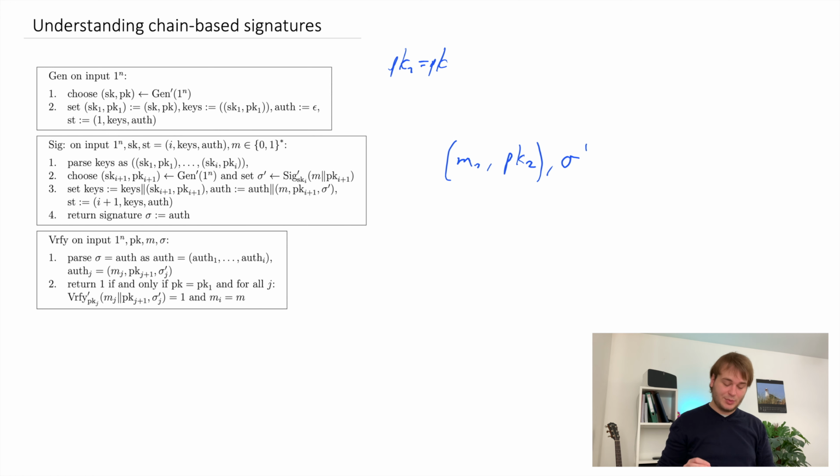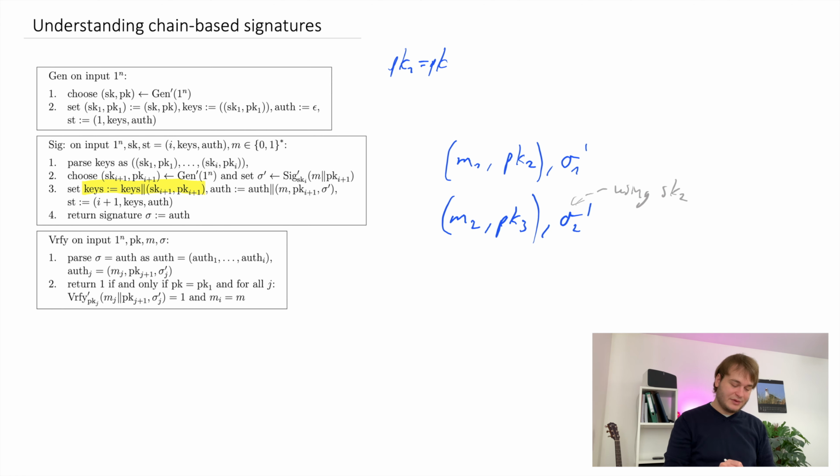So sigma prime is a simple one-time signature of the M1 and the public key I'm going to use next, under the secret key sk1. And then this is my signature on M1. Now let's say I want to sign another message M2. I'm doing the same thing. I'm generating the public key for M3, when this will come about. And now I'm signing this tuple with my one-time signature again. This time I'm using sk2.